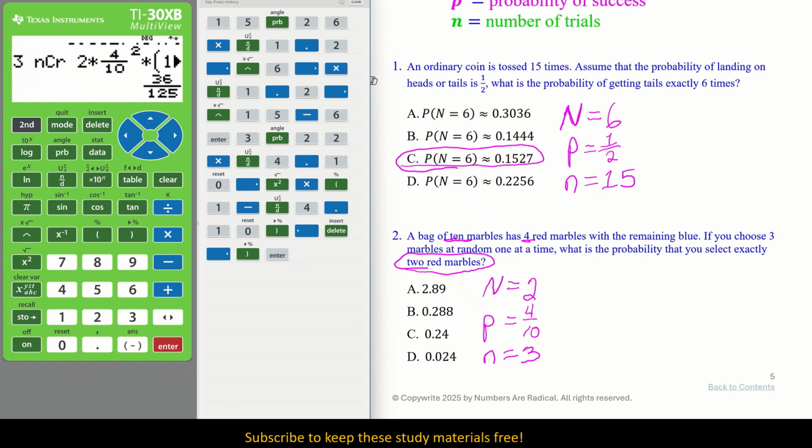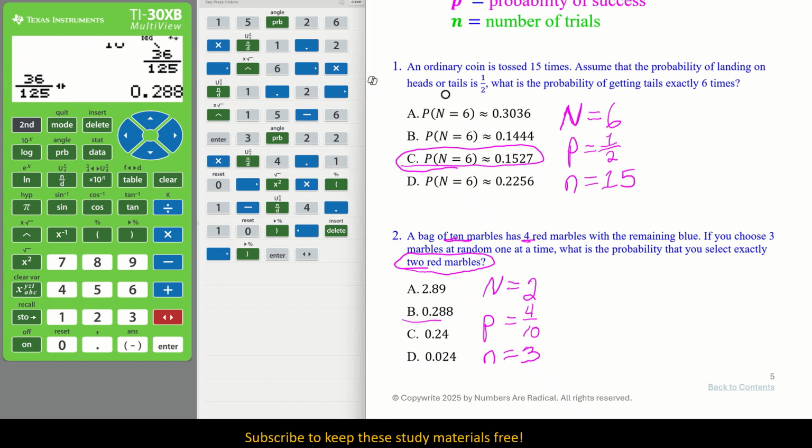Now let's push enter. Okay, here's the discrepancy, but it really isn't. All we have to do is just push our toggle button and we have the option B. Okay. All right, let's try number 3.